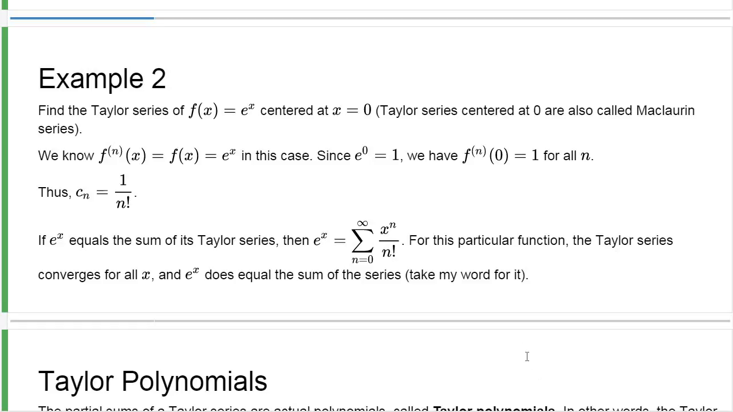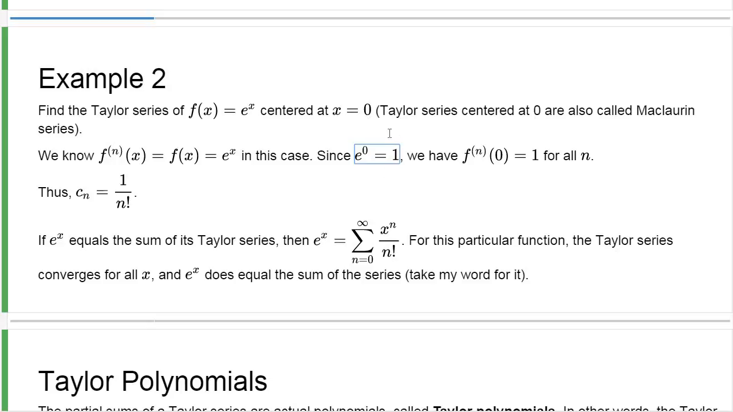All right, here's an example of that. The function I want to look at is e raised to the x power. I'm going to center this at x equals 0. And just a side note here, Taylor series centered at x equals 0 are also called Maclaurin series after another mathematician. So we know the derivatives of this function: no matter what order derivative, they're all e to the x. And e to the 0 is 1. We're going to take the nth derivative of the function and plug in the value of the center. The center here is 0.